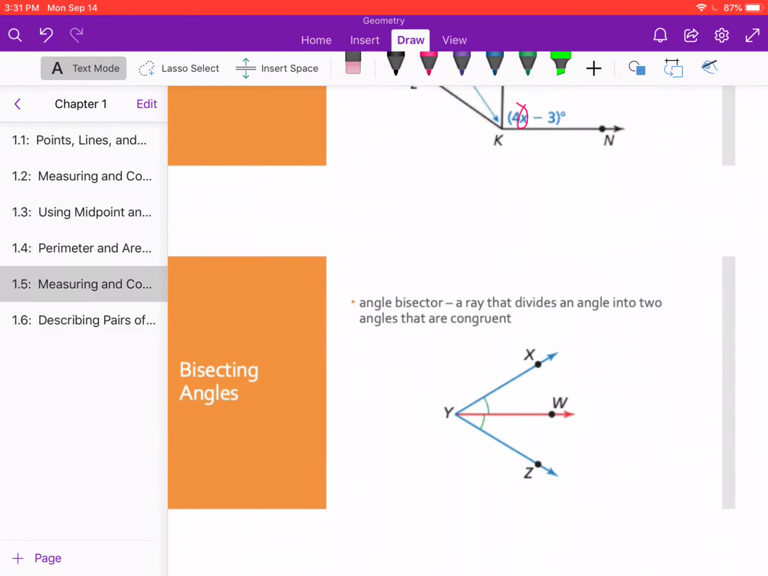An angle bisector is a ray that divides an angle into two angles that are congruent. So ray YW is a bisector of angle XYZ, which makes angle XYW and angle ZYW congruent, so they have the same measure.